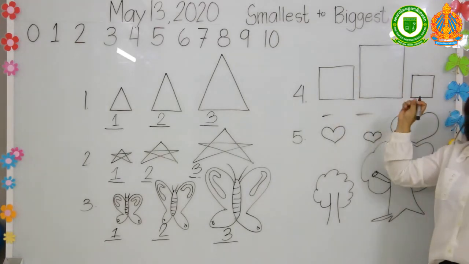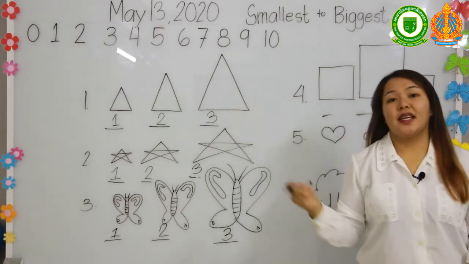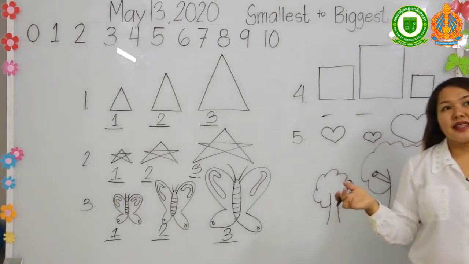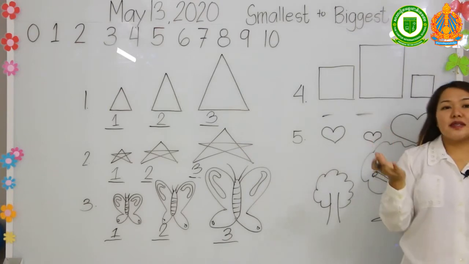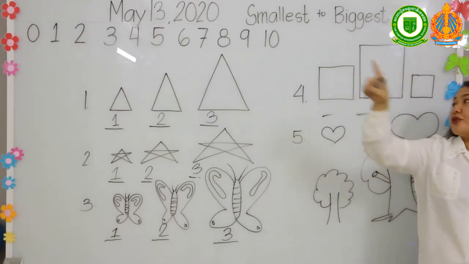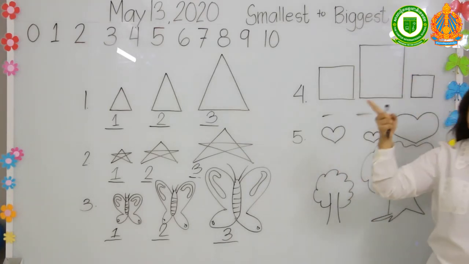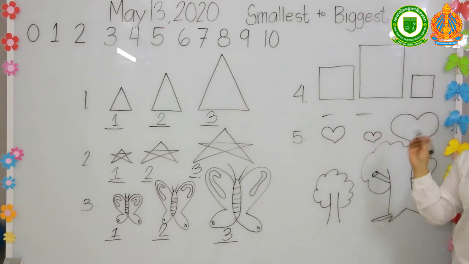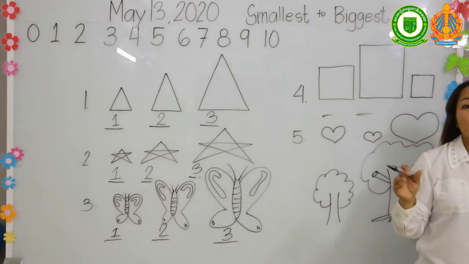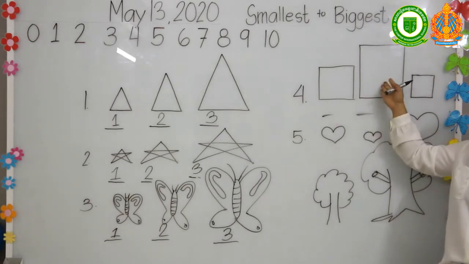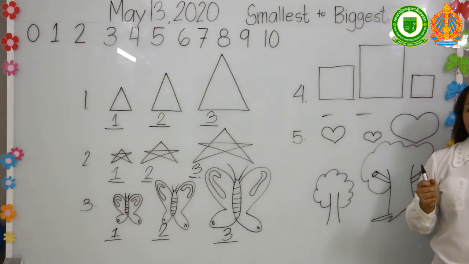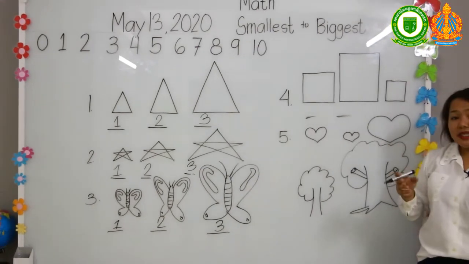So look, what shape is this? These are squares. We learned that before. So which one is the smallest? Use your finger to point to the box or the square or the picture. So which one is the smallest? Number 1, smallest. Is it this one, or this one? Okay, which one is the smallest?